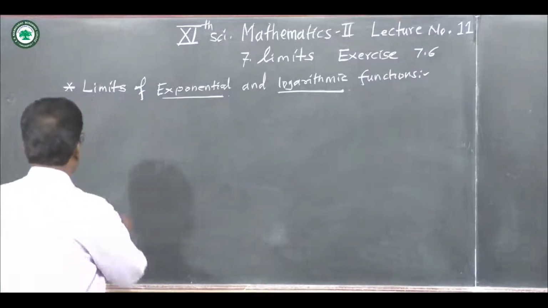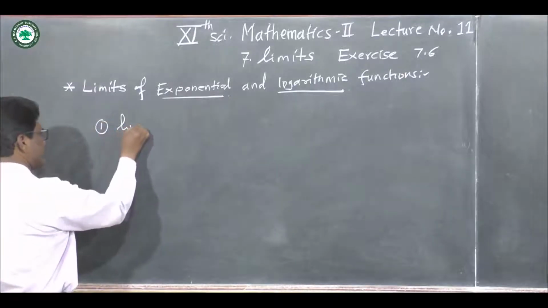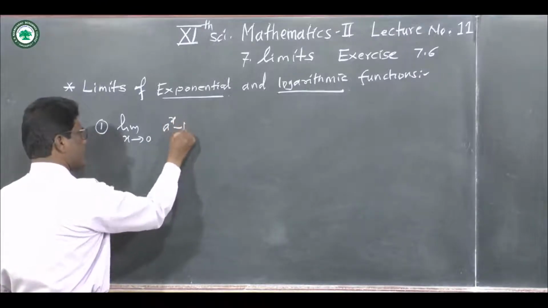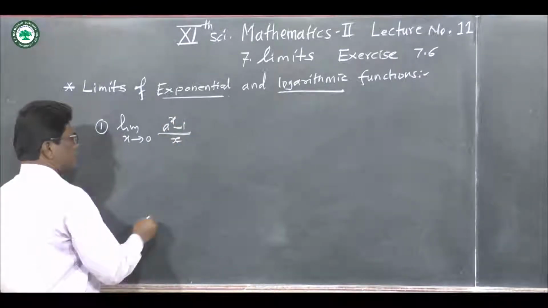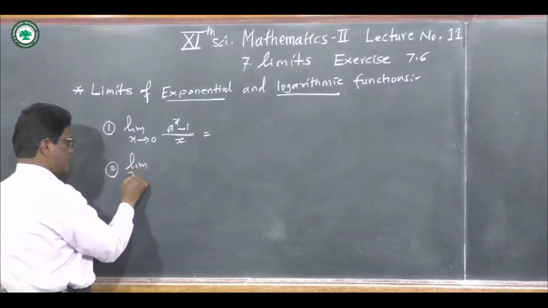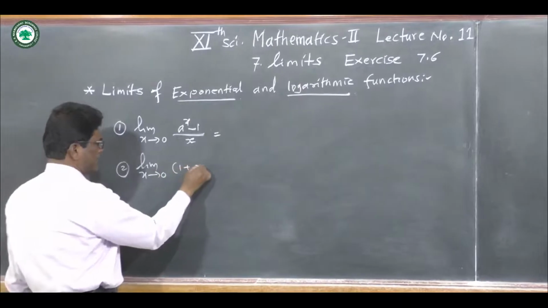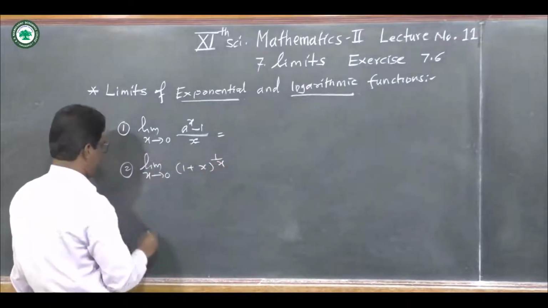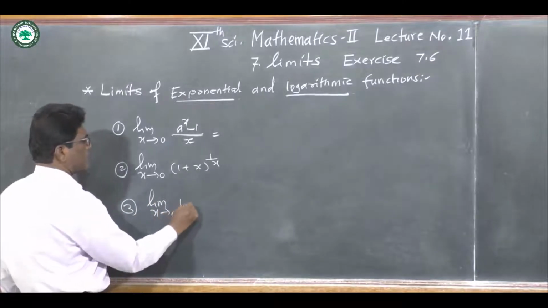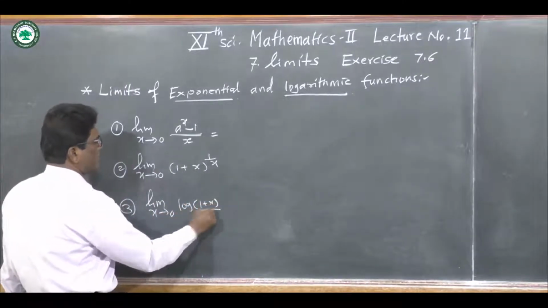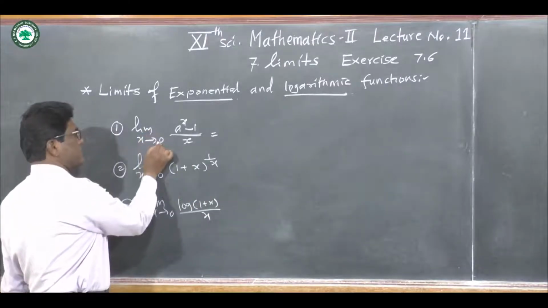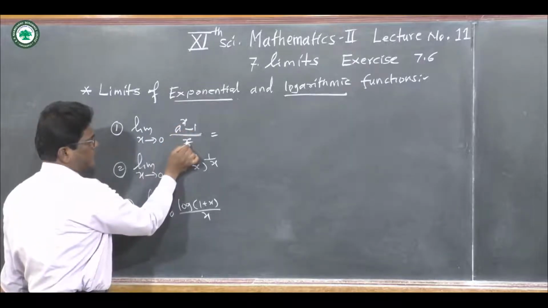First one is limit as x tends to 0, a to the power x minus 1 upon x. This is the first formula. Second one is limit as x tends to 0, (1 plus x) to the power 1 upon x. And third one is limit as x tends to 0, log of (1 plus x) upon x. These are three formulas.